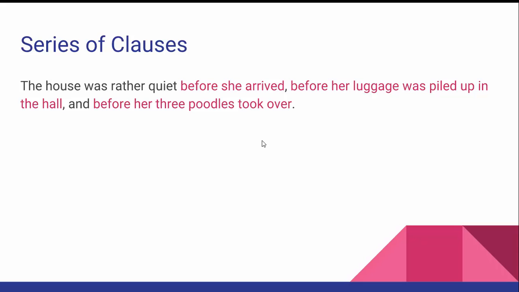The series of phrases and the series of clauses are the ones that tend to trip students up just because they have multiple words to them. But imagine what the sentence would look like without those commas. The commas give us a pause, a break. So without those pauses, this sentence would read, the house was rather quiet before she arrived, before her luggage was piled up in the hall, and before her 3 poodles took over. Whew. That's a lot to say in one breath, and it kind of all slurs together. So the commas give us a break in thought so that we can pause and realize something else is coming, and also gives us a chance to breathe if we're reading the sentence out loud.